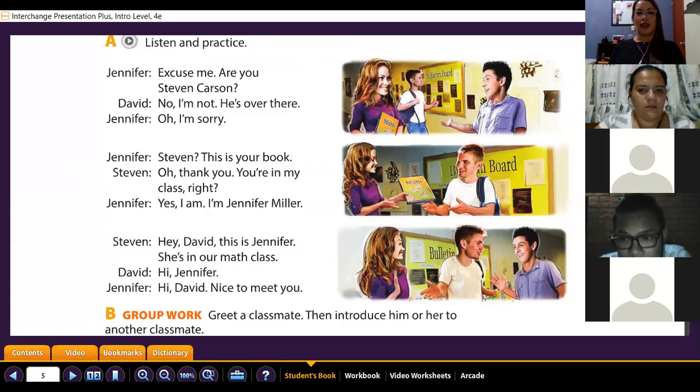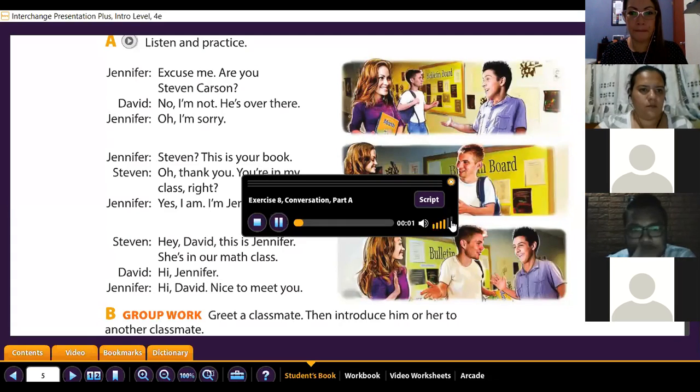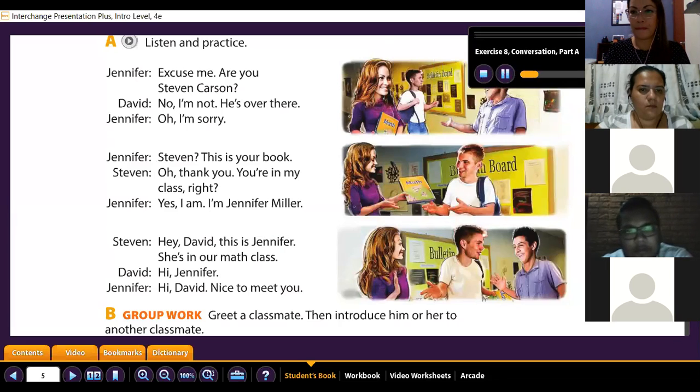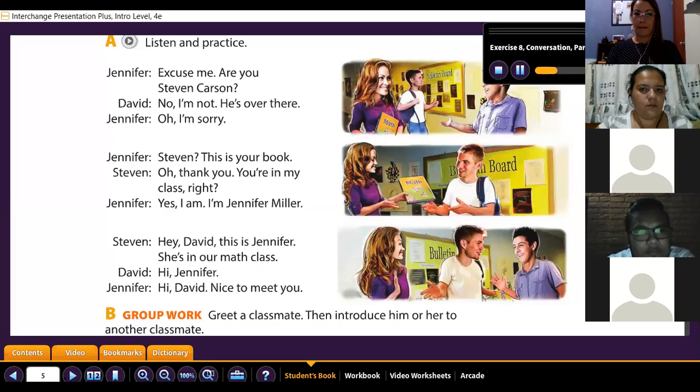Okay, we're going to listen to the conversation that we have here. We're going to listen, watch the pictures, and then we're going to practice. Page 5, exercise 8, conversation. He's over there. Part A. Listen and practice.